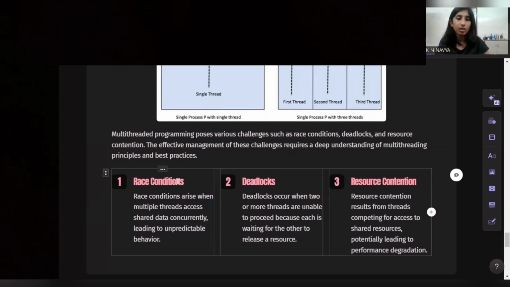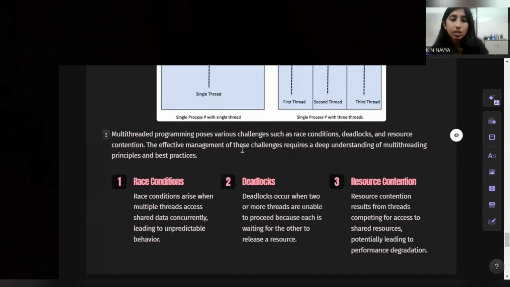First one is the race condition. Race conditions arise when multiple threads access shared data concurrently, leading to unpredictable behavior. Now, deadlock occurs when two or more threads are unable to proceed because each is waiting for the other to release a resource. Then the third one is resource contention. Resource contention results from threads competing for access to shared resources, potentially leading to performance degradation.